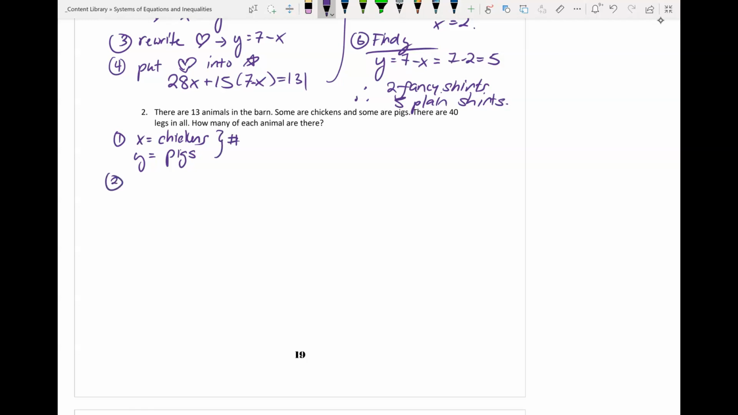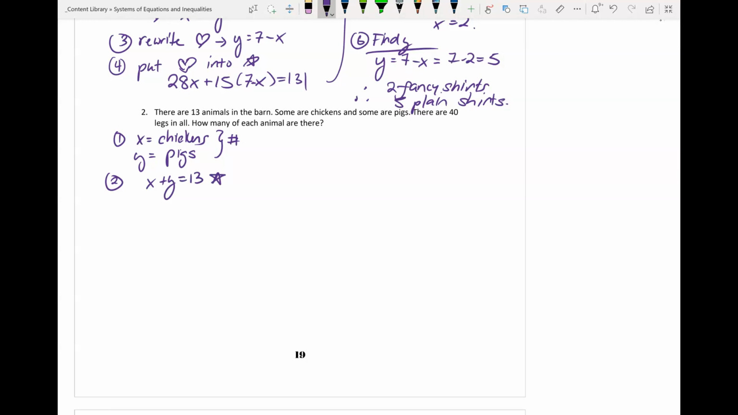Next thing we're going to do is create the 2 equations. There are 13 animals in the barn. That means if I combine the number of chickens and pigs together, it should be 13. So x plus y is 13. You can call this one star.